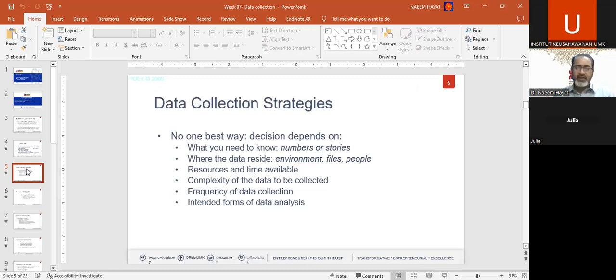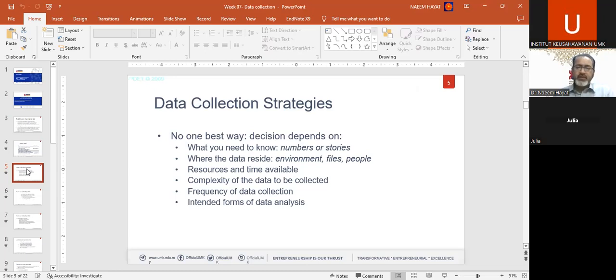Where the data resides: you need to understand the source of the data. It is somewhere with the people. It is somewhere with the documents or source files. It is somewhere in the surroundings or environment. So that is the question we need to ask: where can I get the data, where does the data reside? Resources and time available is a very critical question.